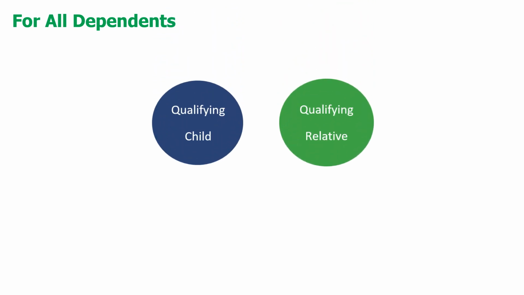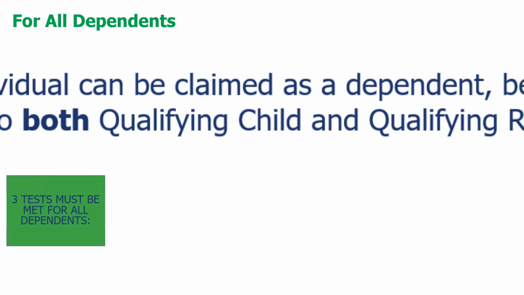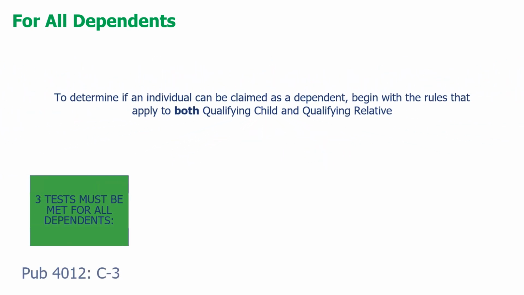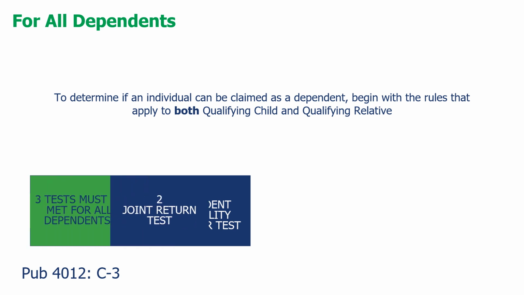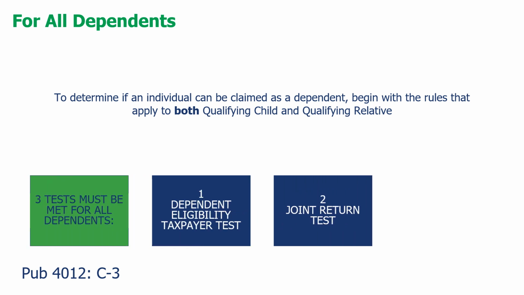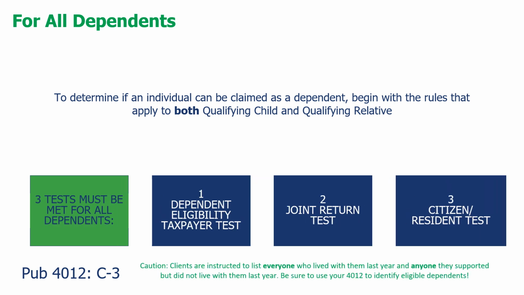Let's start with the rules that apply to both the qualifying child and the qualifying relative. There are three tests that must be met for all dependents. They are the dependent eligibility test, the joint return test, and the citizenship/resident test.